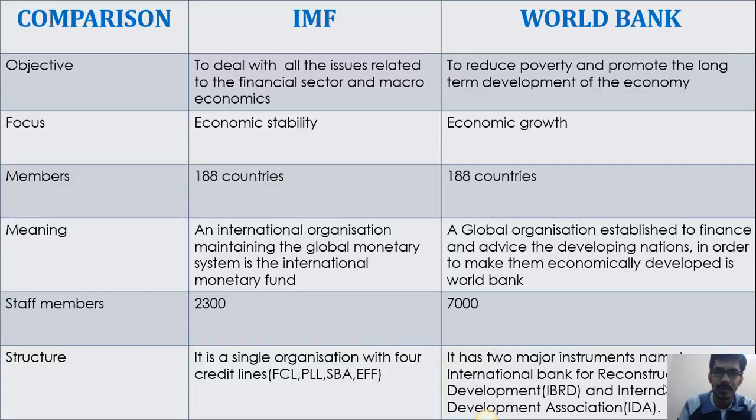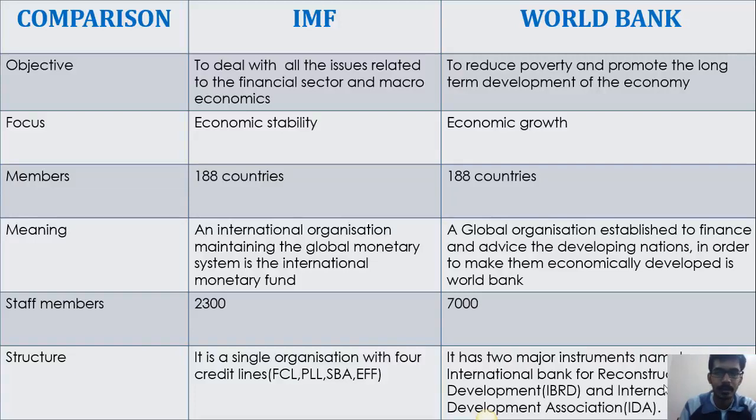I will tell you about the structure of IMF and World Bank. First, we can go for IMF. IMF has a single structure and it has 4 credit lines. IMF will lend to the countries in the manner of 4 credit lines. The first ones are FCL, PLL, SBA, EFF. I will tell you about these credit lines in the next slide.